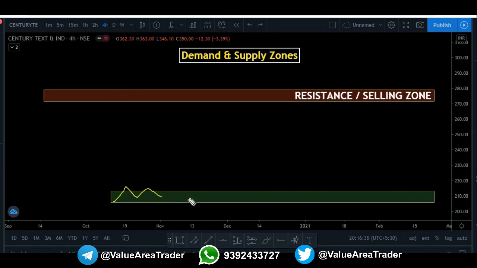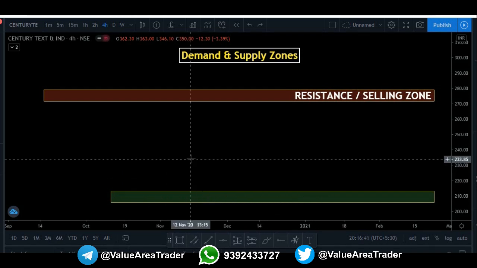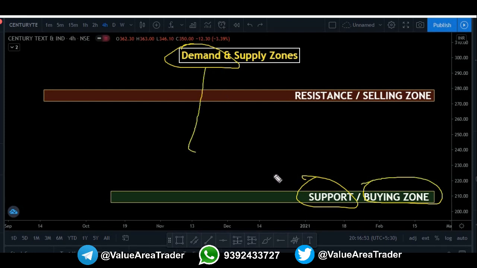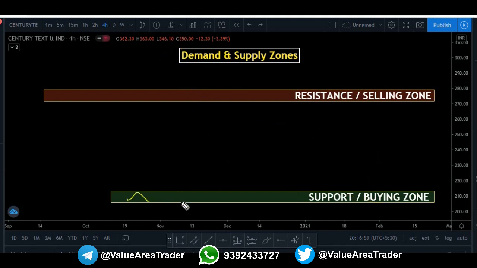Automatically, this particular region in your chart from where the buying started will be called support, or the buying zone. These three terms, demand, support and buying, all mean the same. That means there is more demand in this place to buy, or there is support at this particular price for buying the stock, or people are buying the stock at this area. That's why it's called the buying zone as well.